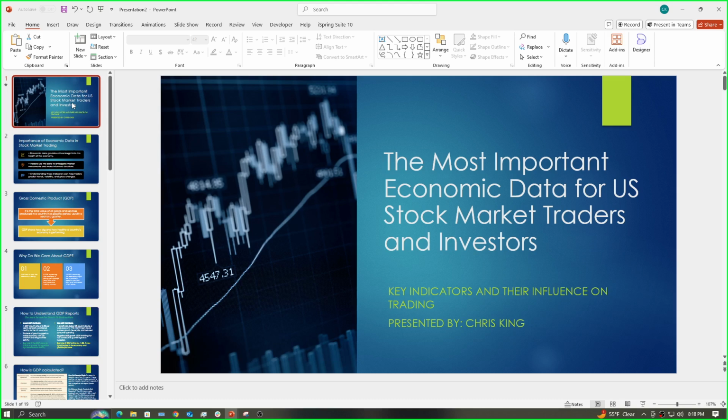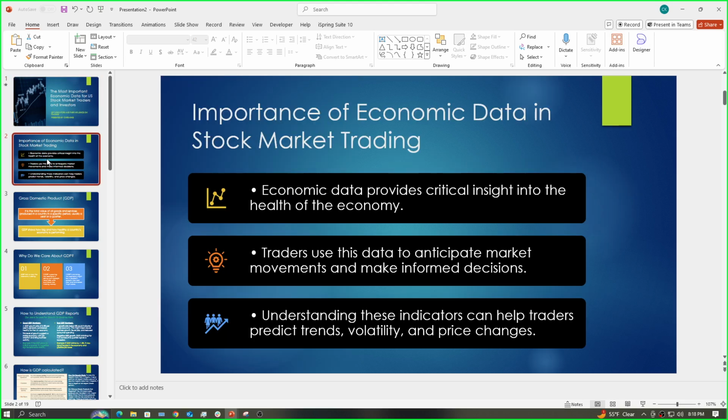One of the things I want to go over is why economic data is important in stock market trading, right? Why is it important? Number one, economic data provides critical insight into the health of the economy. And that's important, right? Most people want to be in a healthy market, right?